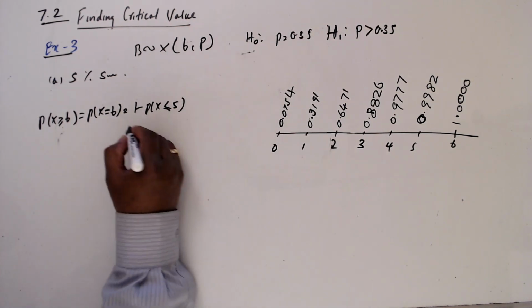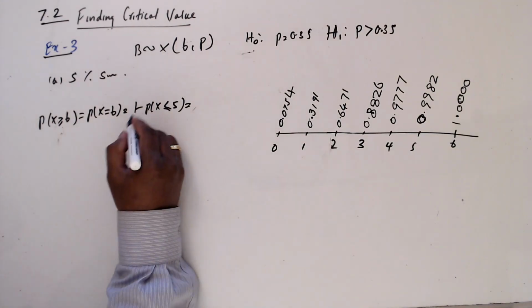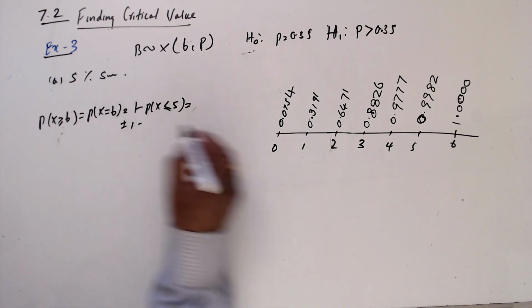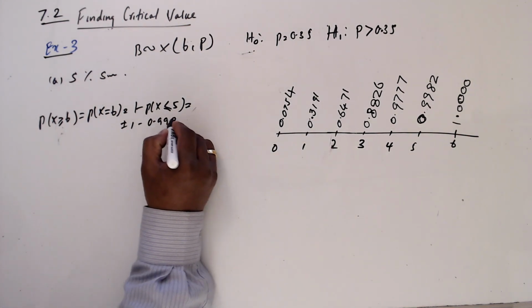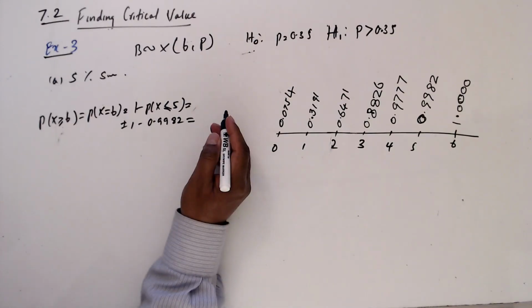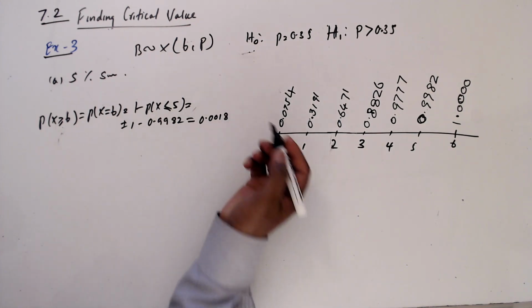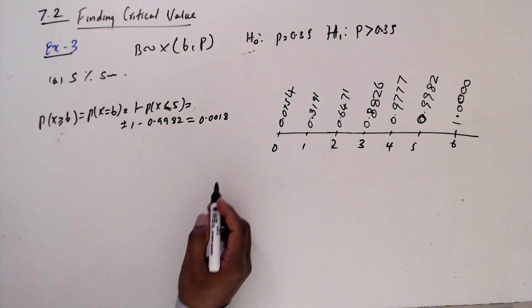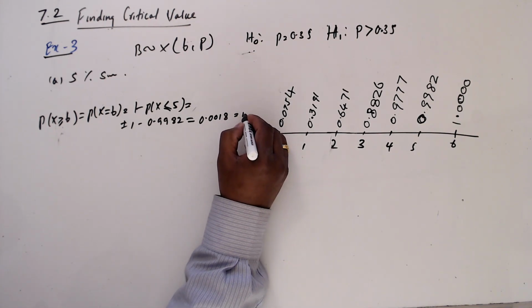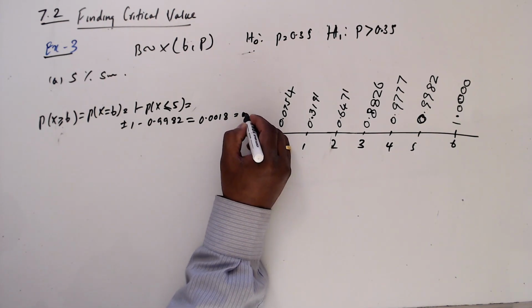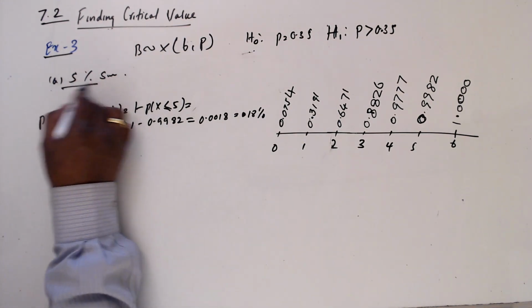So this value is going to be 1 minus 0.9982, that is 0.0018. It means as a percentage, when you multiply by 100, this is going to be 0.18 percentage. So we need 5%.